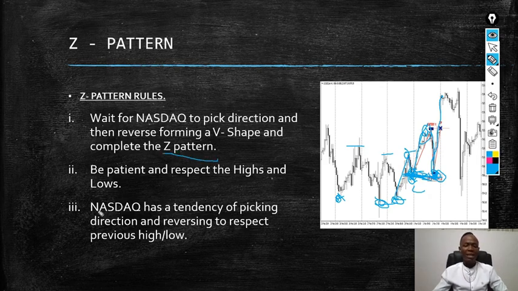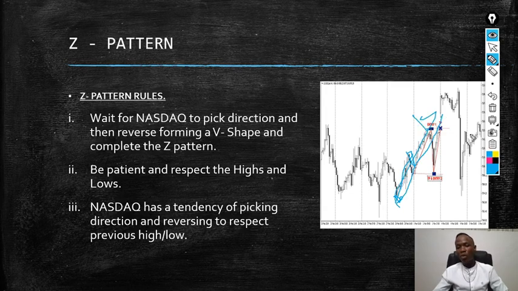Nasdaq has a tendency of picking a direction and reversing to respect the previous low. So what did the market do at this point? Nasdaq came here and went to the upside, picking a direction to the upside. After picking a direction, we are anticipating that the market will continue to go to the upside in respect of the direction that the Nasdaq chose. If you look closely, the market impulsed to the upside, exhausted, and now we're looking for buying opportunities. Remember, after every push, there's always an exhaustion. So the market exhausted and then there was a push again.